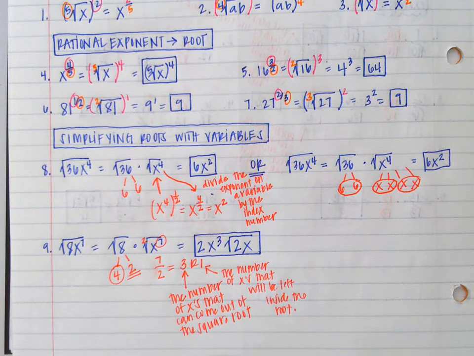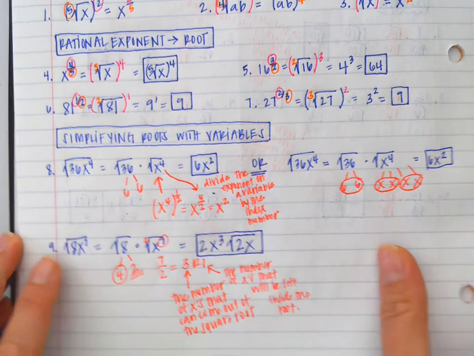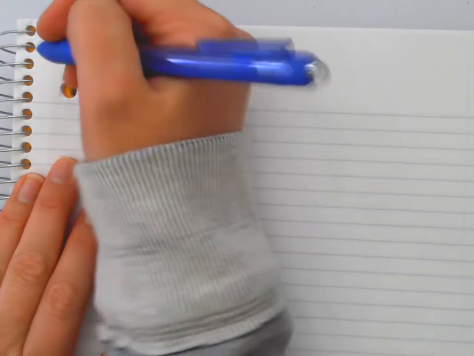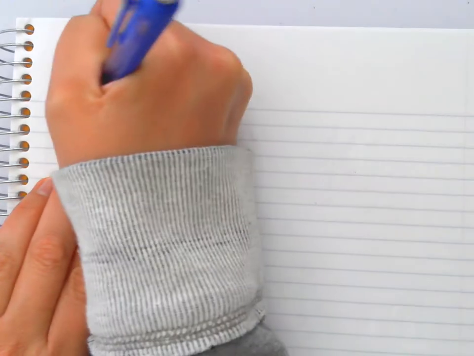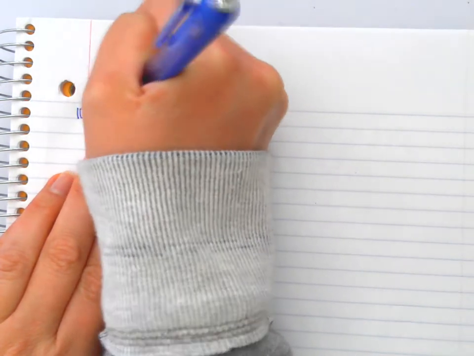Okay, let's do another one together. I'm actually just going to flip the page because I feel like I'm running out of room here. So I'm going to turn it over. What am I on? 10. Okay, for 10, we have the square root of 45 x to the 5th. I'm just going to walk you through this one.